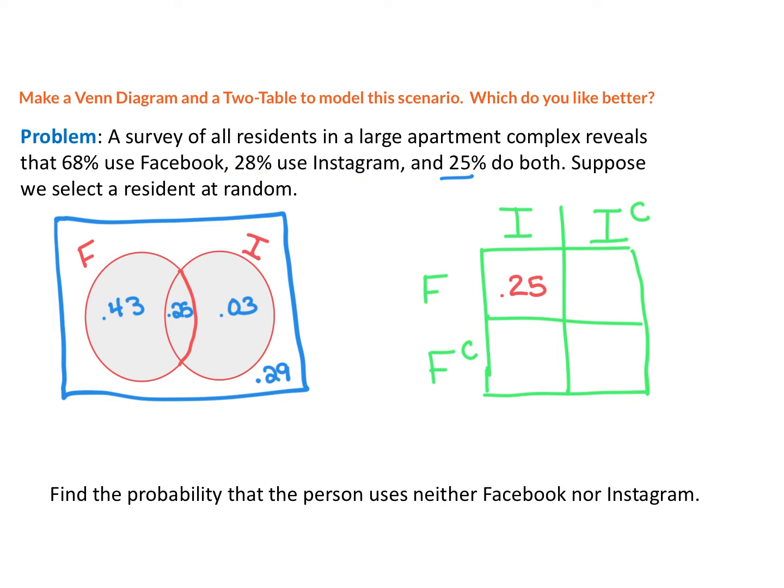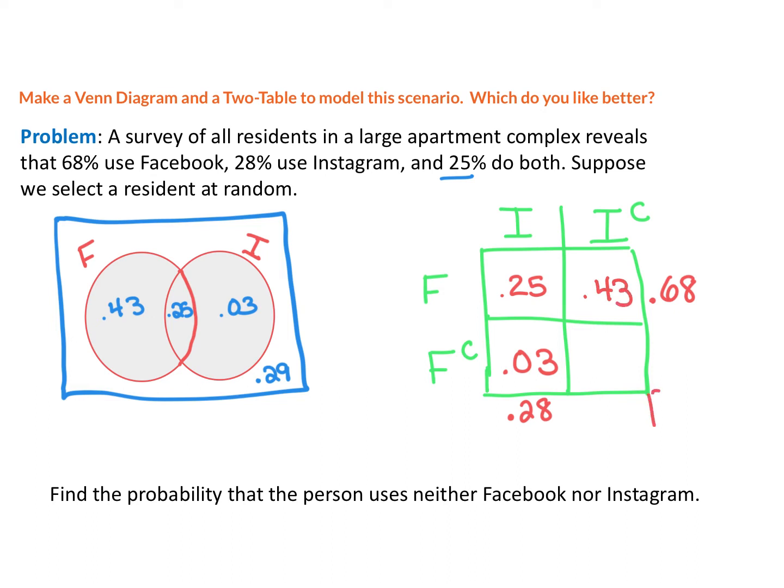So my total down here, total of my column, which would be a margin, is 0.28. Then that means 0.03 if I subtract, do not use Facebook, but do use Instagram. And then I'm told that 68% total use Facebook, so I'm going to put the total of Facebook as 0.68 here, subtract 0.68 minus 0.25 to get 0.43 right here.